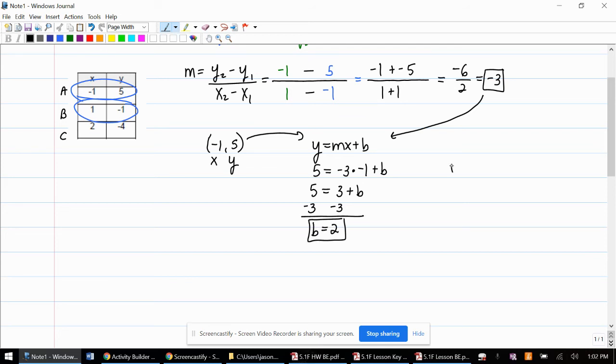So my equation is y equals -3x plus 2. And then if I want to, I can check this. One of the nice things about a table is I've got 3 points that I can check this with.